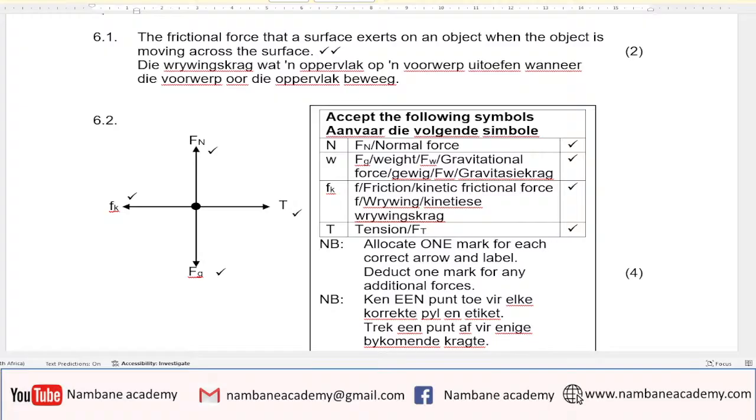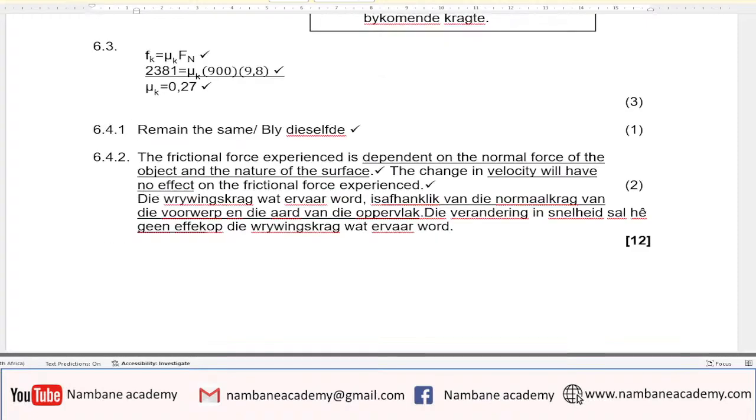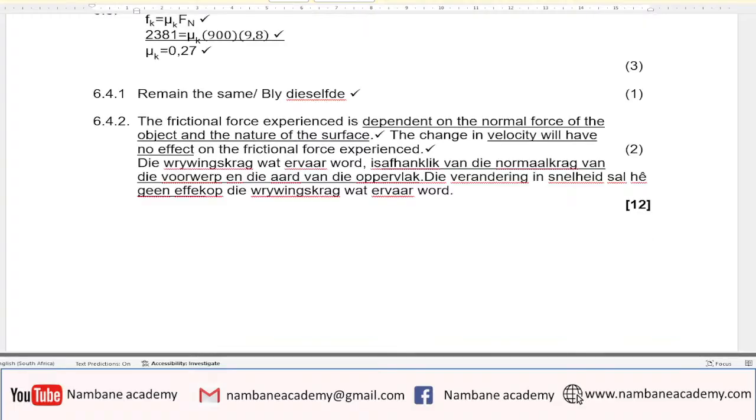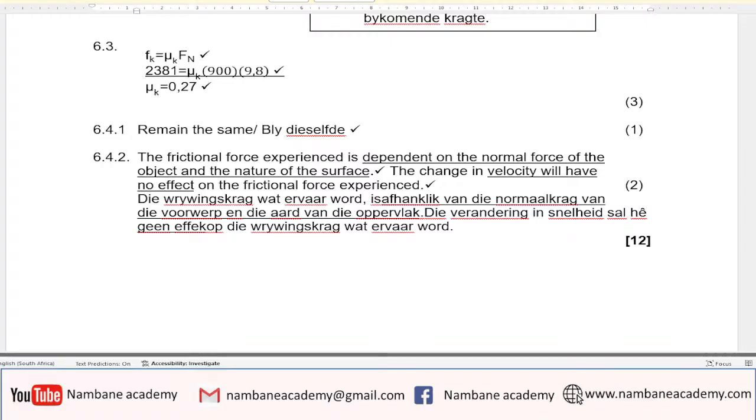Thank you. Yes, I would like to agree with Mevia to make them 2 options. Can we please just go to the answer again? The frictional force experienced is dependent on the normal force of the object and the nature of the surface. Okay. I just want to ask colleagues if there are any other options of the words that are underlined there that can be options of answering the question. Because when it's underlined, learners must answer it as it is. So, colleagues, any other ways to answer this question besides the given one?